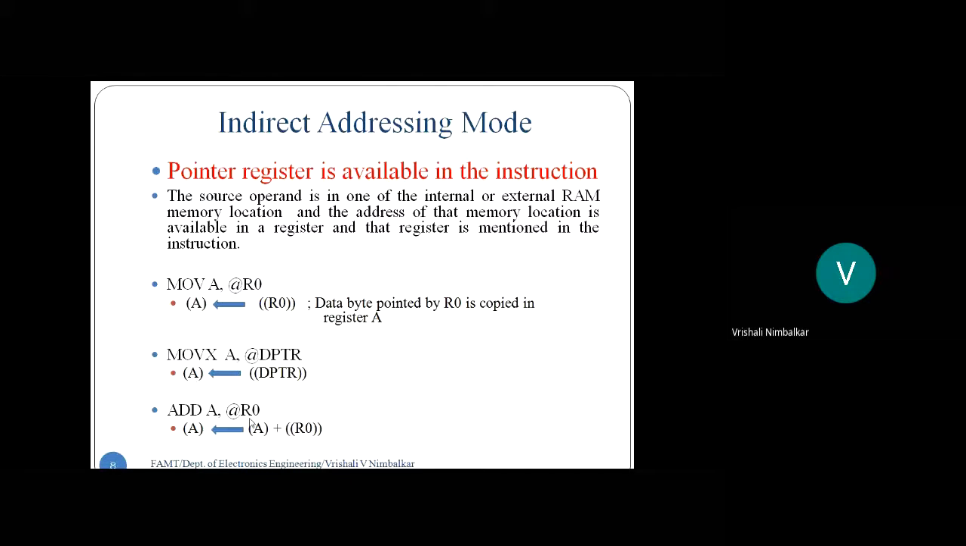And see the last example, addition. Addition of whom? Data pointed by R0, double brackets, is picked up, added with accumulator and stored back in accumulator. Accumulator is the destination operand. @R0 is the source operand. So the source operand is a pointer register, hence indirect addressing mode.